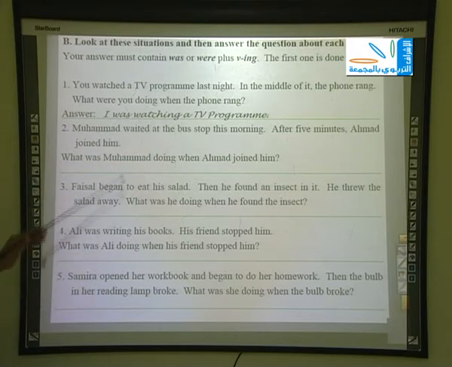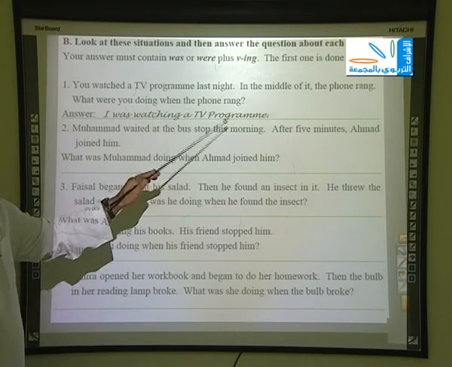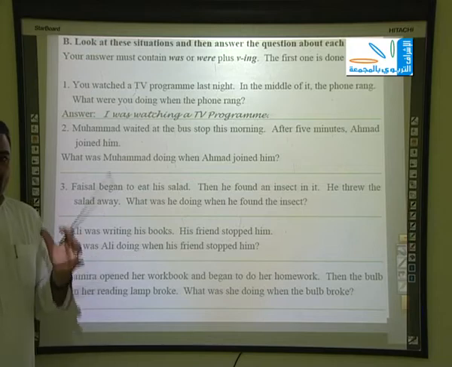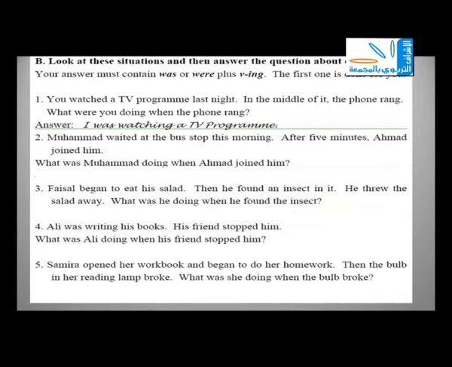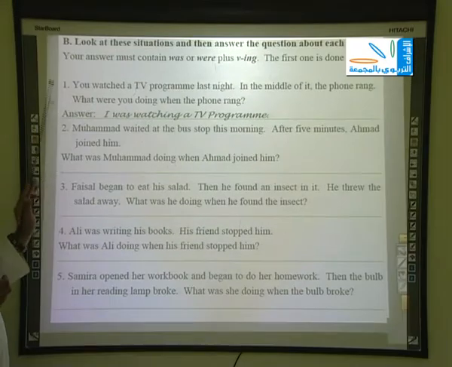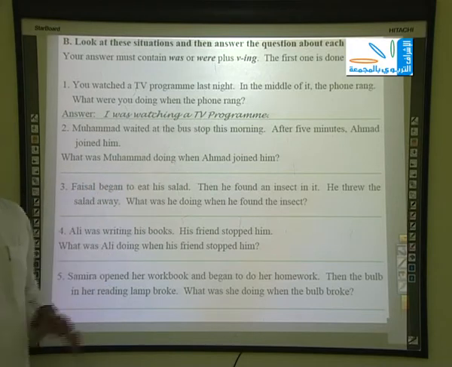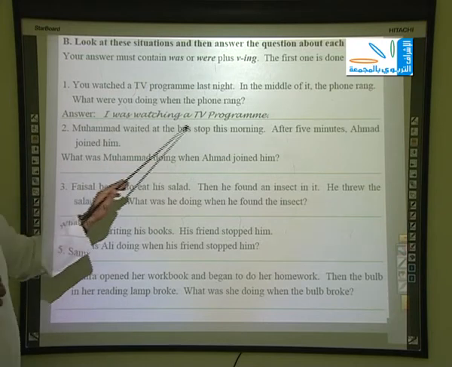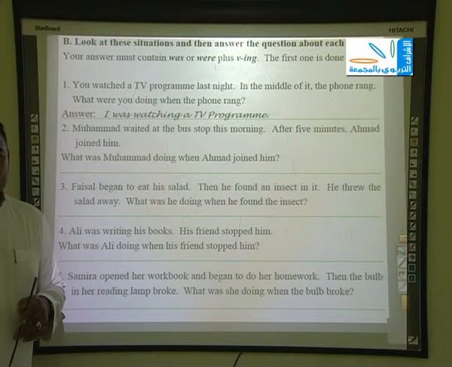So we can say, I was watching a TV program, as a short answer. But we can make it a complex sentence by adding this part to the very end of the first sentence. So we can say, I was watching a TV program when the phone rang. This is the given example.